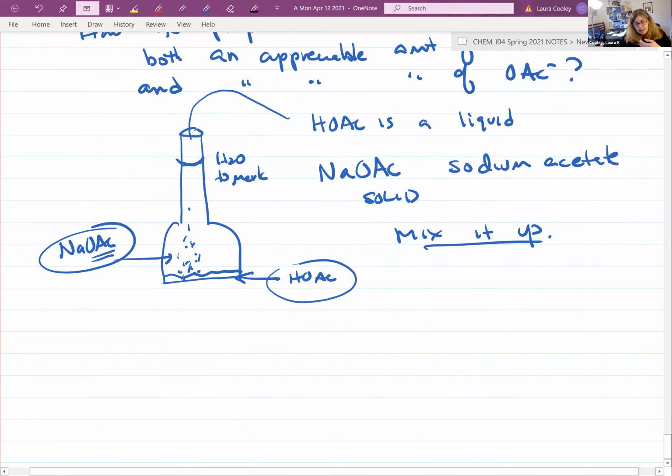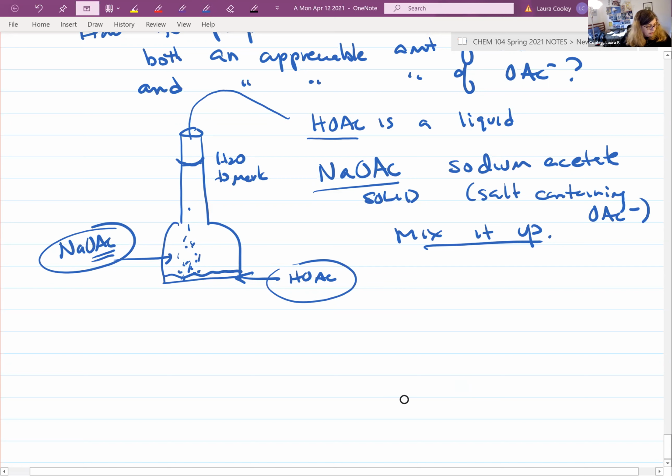It has the acid plus the salt, a salt where the anion is the conjugate base of that acid. So for example, HOAc and sodium acetate. Okay, so this is a salt containing acetate.